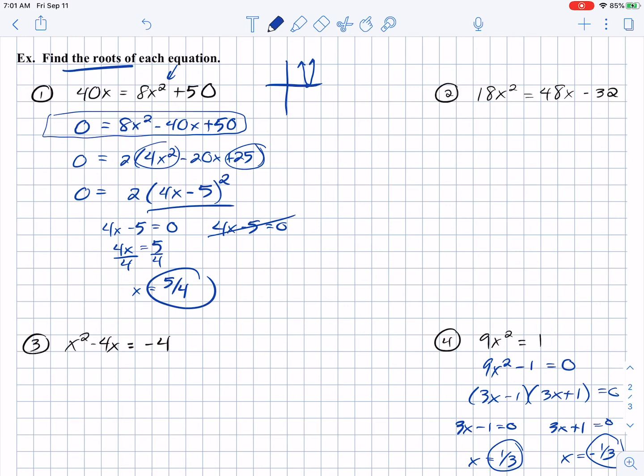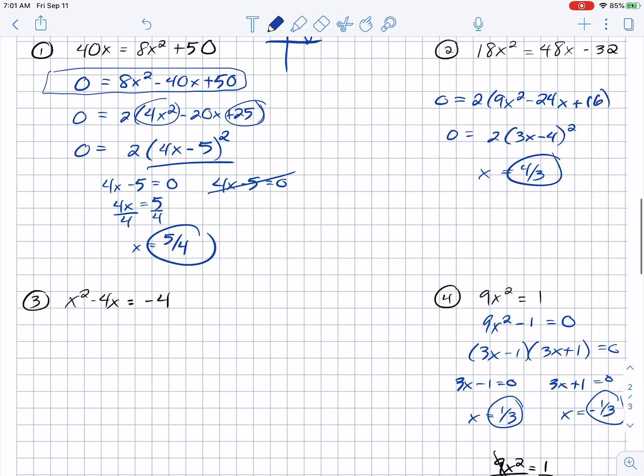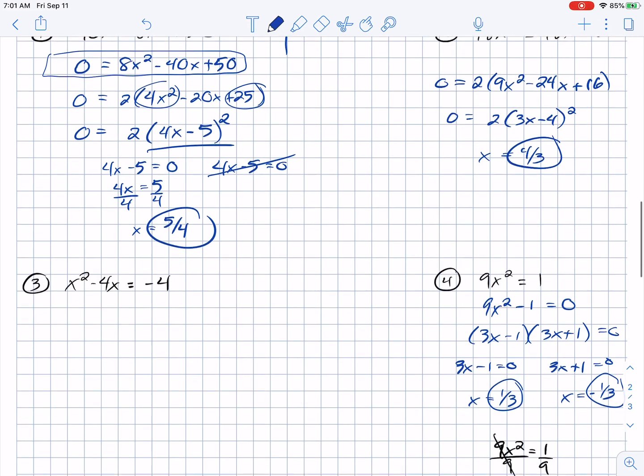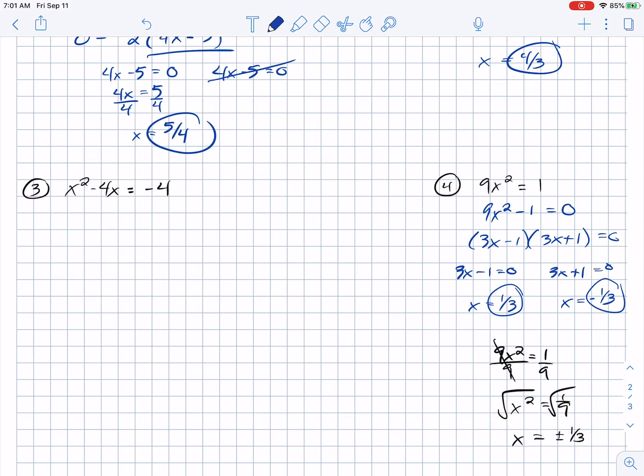This was also going to be a difference of 2 squares. Sorry, not a difference of 2 squares. A perfect square trinomial. It was going to factor down to 3x minus 4 squared. So you're going to have one solution here. x was going to equal 4/3. If you wanted to plug it back in to check, you definitely can. For the sake of time, we're not right now. Go ahead and try number 3.